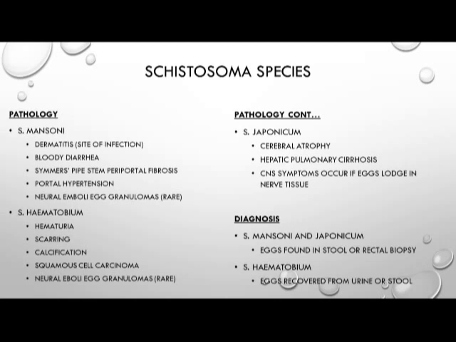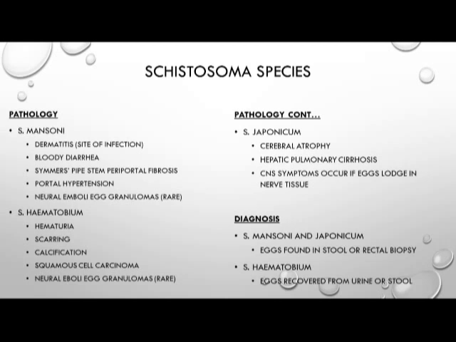Symptoms for Schistosoma haematobium include hematuria, or blood in the urine. It can cause scarring in the urinary tract, can cause calcification, as well as squamous cell carcinoma. And then rarely with Schistosoma haematobium, we also have neural egg granuloma formation. For Schistosoma japonicum, we often see cerebral atrophy, hepatic pulmonary cirrhosis, and central nervous system symptoms can often occur when the eggs become lodged in nerve tissue.